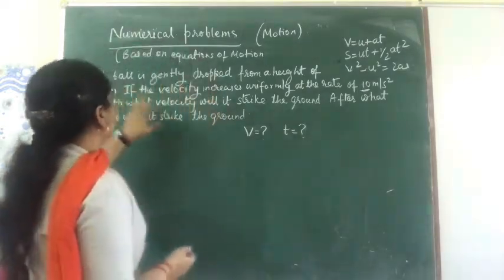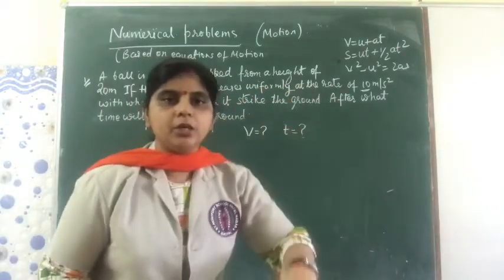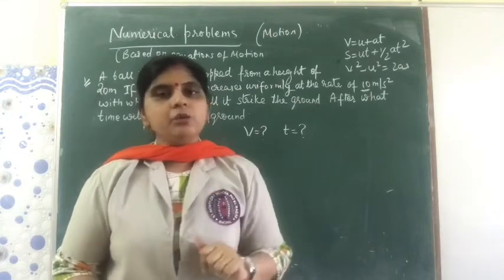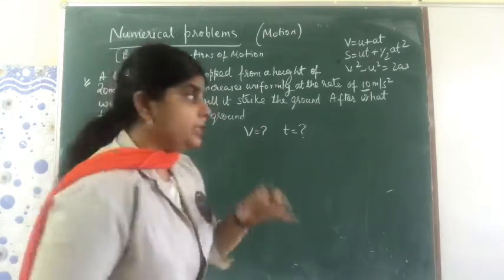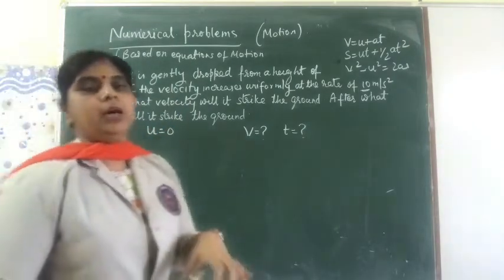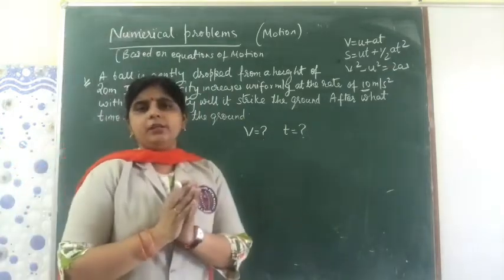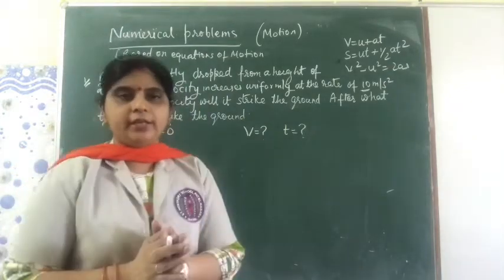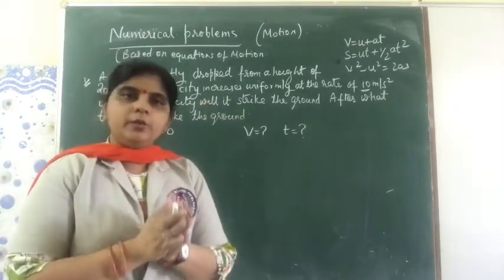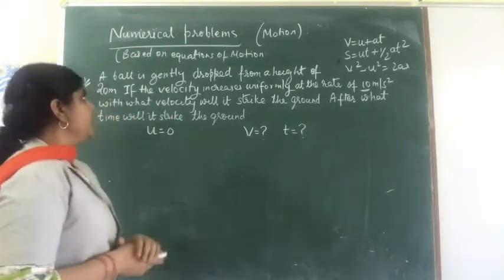Given, a ball is gently dropped from a height. So when you are dropping a ball down, what initial velocity are you going to take? Initial velocity will be 0. It was initially at rest because you are dropping it from a height. Children, whenever you are given that it starts from rest, or you are dropping a ball, u is 0. So in this case, initial velocity is 0.